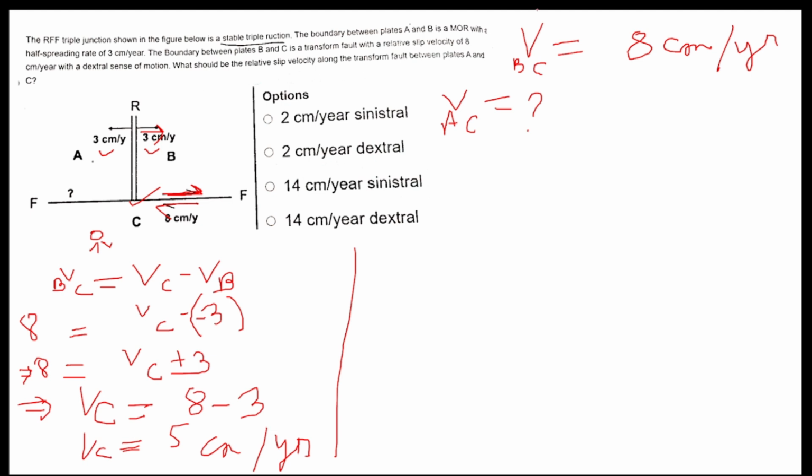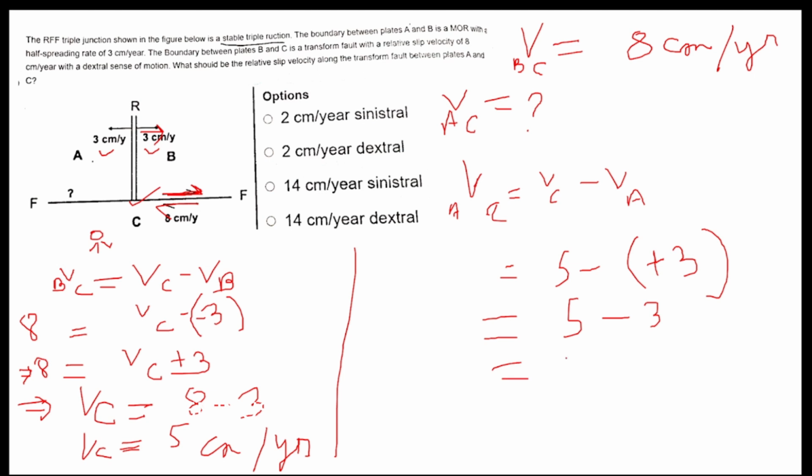Now what we have to find is the relative velocity between A and C. So how will we write it? VC minus VA, right? VC is 5 centimeter per year. And then VA, you see, this thing and this thing are spreading in the same direction, so we will take it as positive. So 5 minus 3, it is 2 centimeter per year. Because there is no negative sign, the sign is on the positive side. Positive means dextral. So our answer would be 2 centimeter per year dextral.